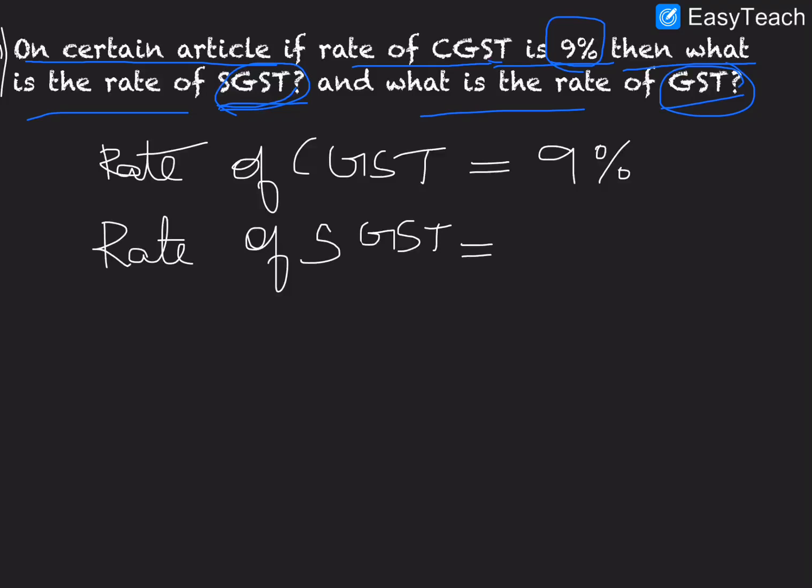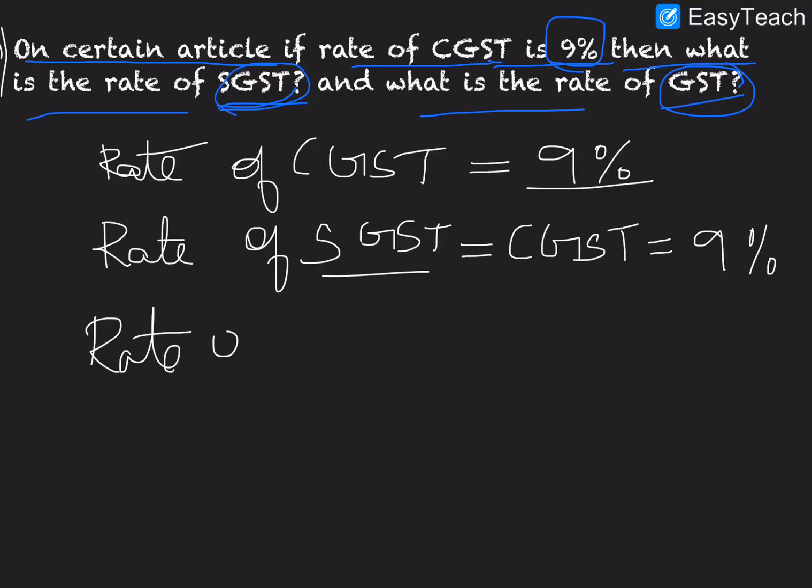The rate of SGST is equal to that of CGST. So CGST we know that is 9%. So SGST will also be 9%. So then what we have to find? We have to find the GST.